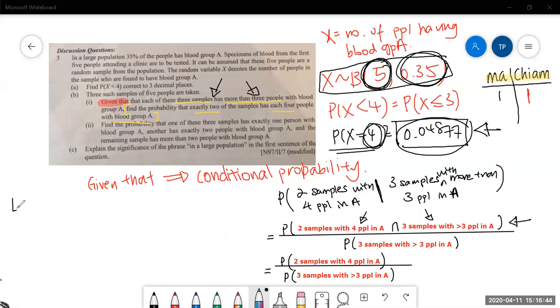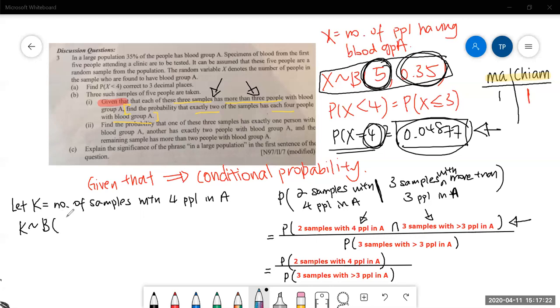So let's say B equals the number of samples with four people in A. So B will follow... Oh, I cannot use B. I have to use some other variable. Let's say I use K. K equals the number of samples with four people in blood group A. So K will follow a binomial distribution.